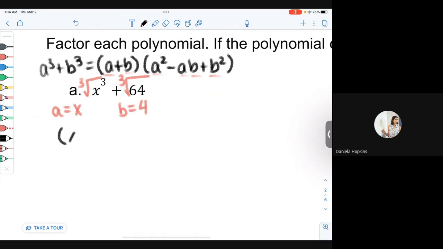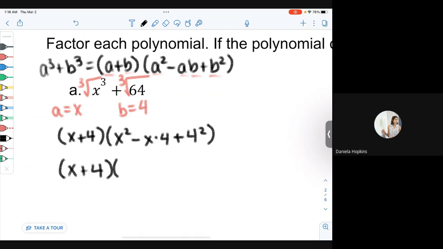When I do that, it will end up being x plus 4 times, and then it's my a squared, x squared, minus x times 4, which we don't normally write in that order, I'm going to fix that in a second, plus 4 squared, my b squared. So I just need to simplify. It'd be x plus 4 times x squared minus 4x plus 16.